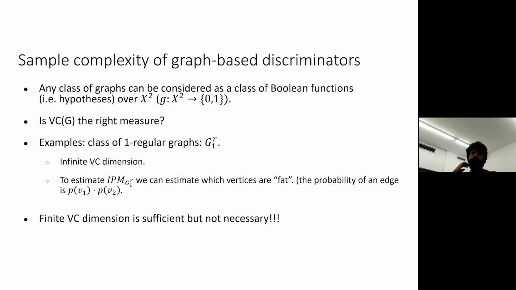So for example, if you take the one-regular graphs, then estimating the probability of an edge with respect to all one-regular graphs is not that different than just estimating the probability of a vertex, which is the singleton hypothesis class. So the sample complexity is finite, even though as a family of hypotheses over edges, it has infinite VC dimension.